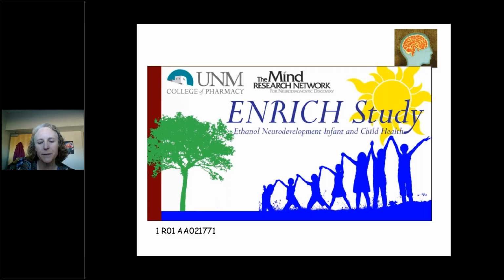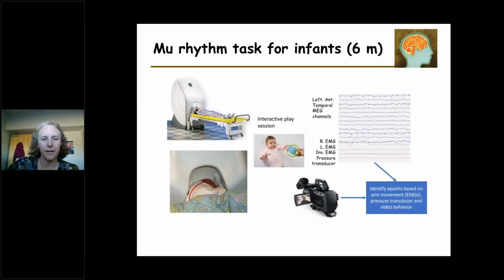So in studies where you're looking at infants before they have cognition and behavior that you can assess reliably, we really refer to these kids as kids who have prenatal alcohol exposure, but we don't know what their long-term course is, whether they're going to have cognitive and behavioral deficits to actually end up with an FASD diagnosis or not. But we did focus on kids at 6 months of age, and we did a simple mu rhythm task.